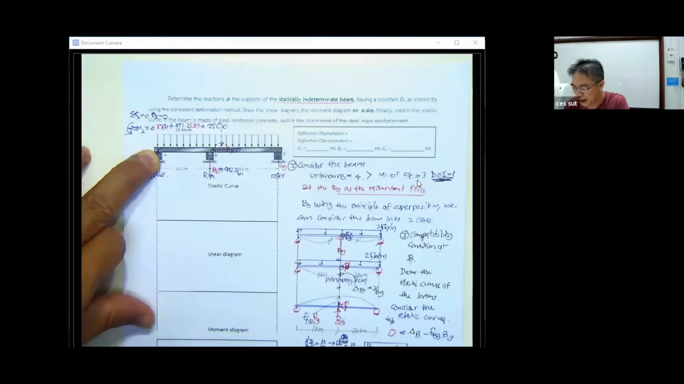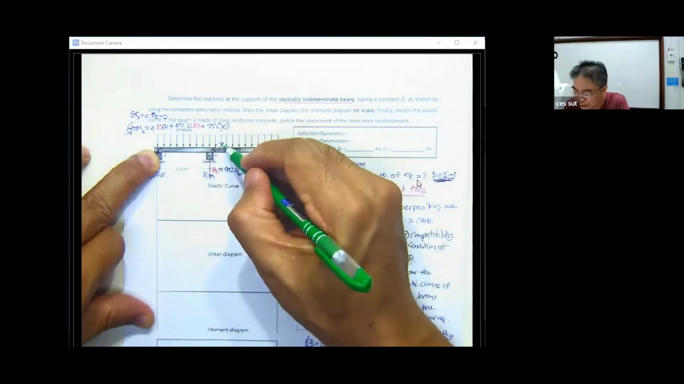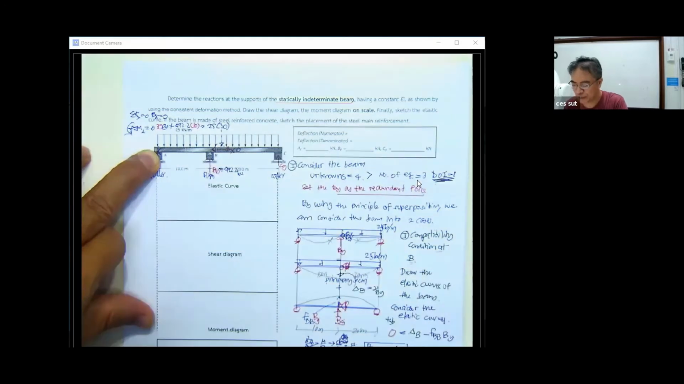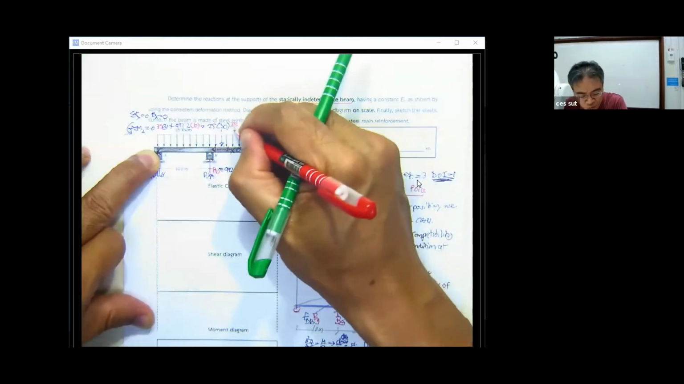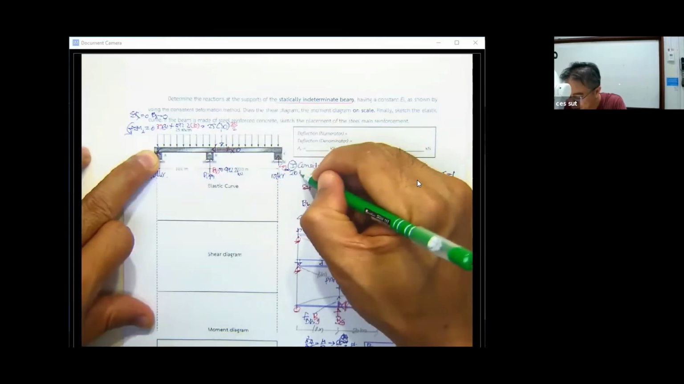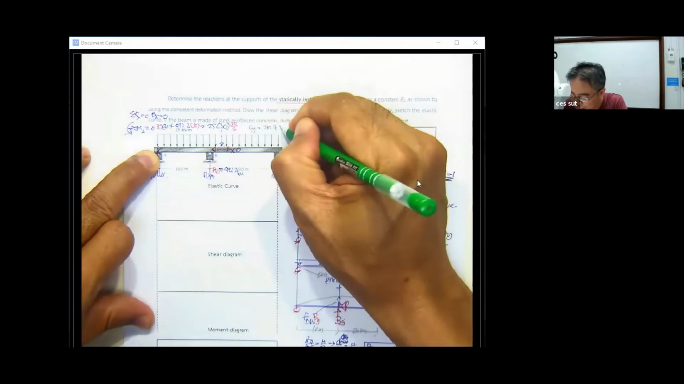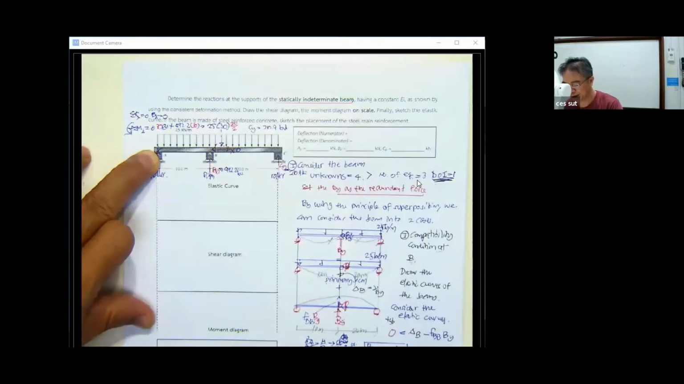Time 30, and then this is going to be half of this, so it's going to be 30 divided by 2. By computing this, you will get C sub y to be 210.9 kilonewton. C sub y is 210.9 kilonewton.